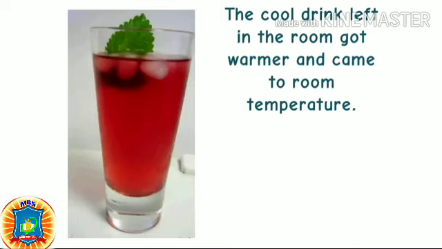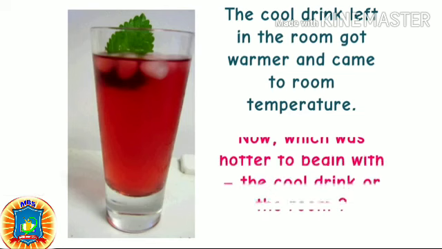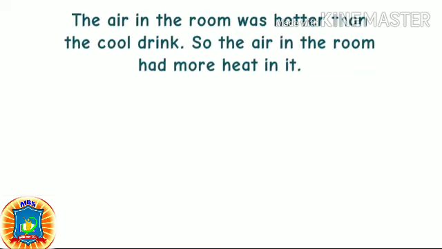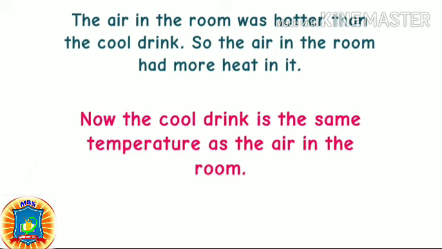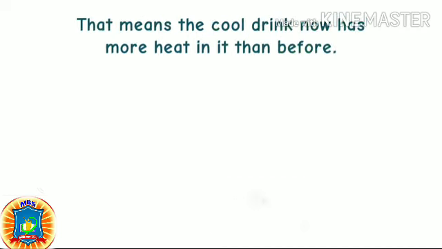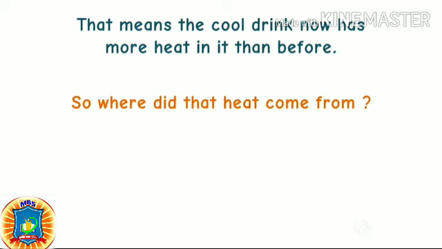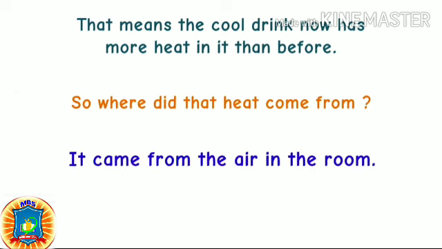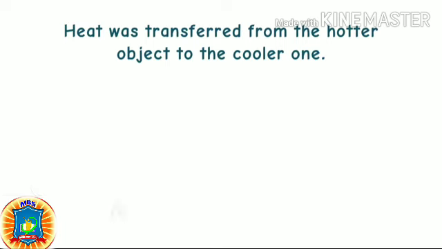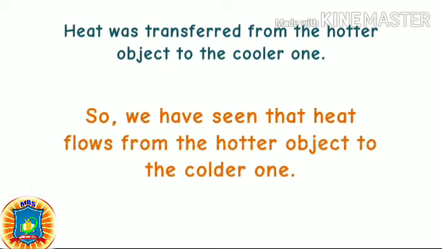The cold drink in the room got warmer and came to the room temperature. Now which was hotter to begin with, the cold drink or the room? The air in the room was hotter than the cold drink, so the air in the room had more heat in it. Now the cold drink is the same temperature as the air in the room. That means the cold drink now has more heat in it than before. So where did that heat come from? It came from the air in the room. Heat was transferred from the hotter object to the cooler one. So we have seen that heat flows from the hotter object to the colder one.